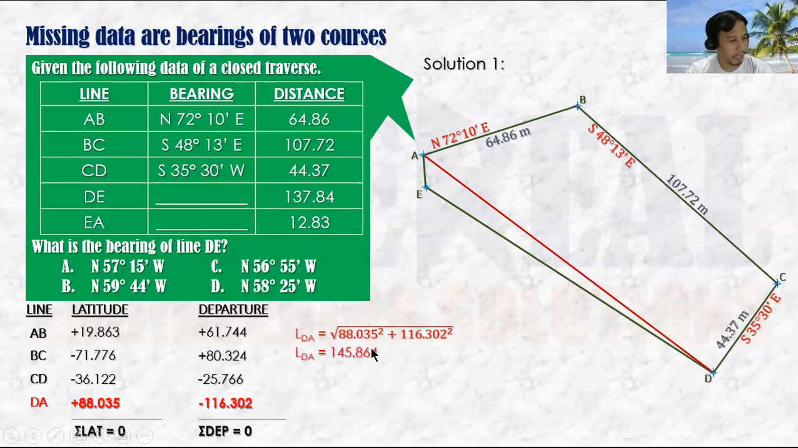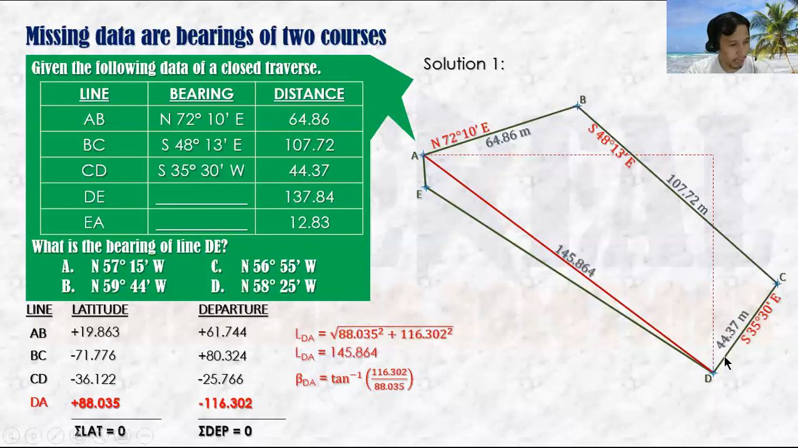So mangyari niyan, for us to find the length of this, that is by using Pythagorean theorem. Bakit? Kasi ganito yan, no? Ito yung latitude, ito naman yung departure. They form a right triangle. So this being the hypotenuse, so square root of 88.035 squared plus ito yung 116.302 squared. So I got 145.864. Yan yung closure line, length of the DA.